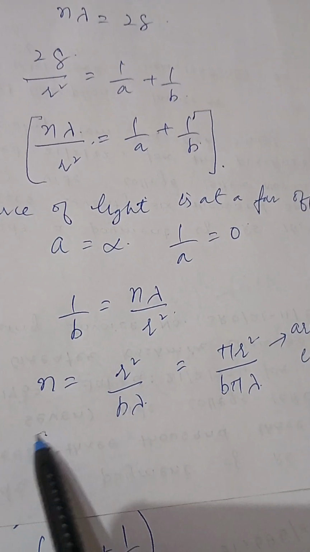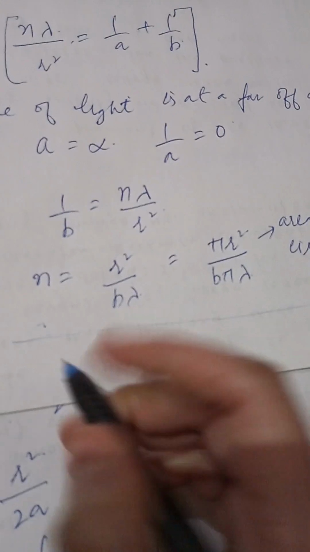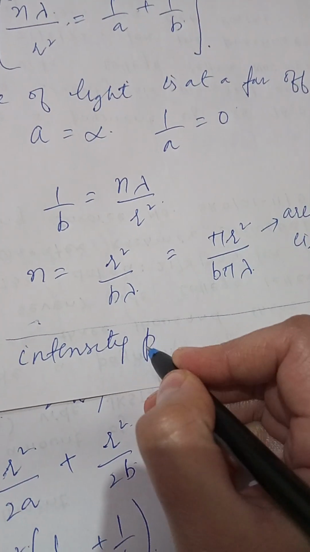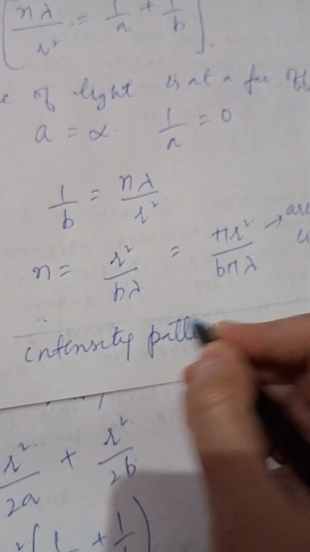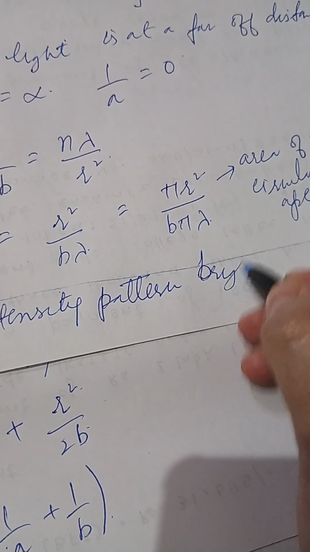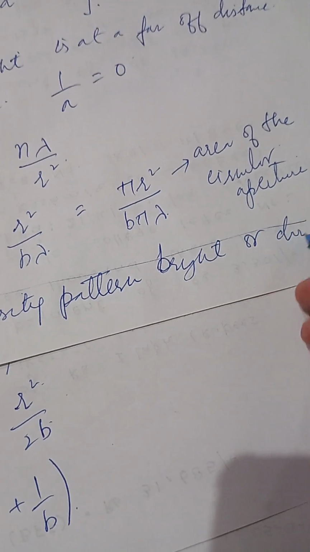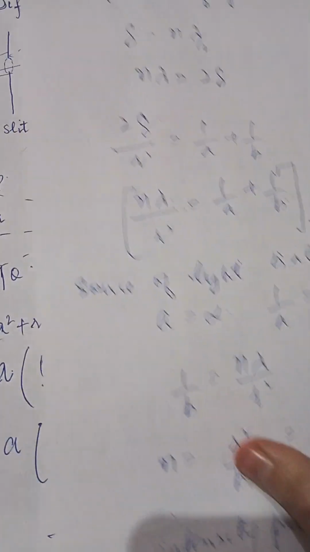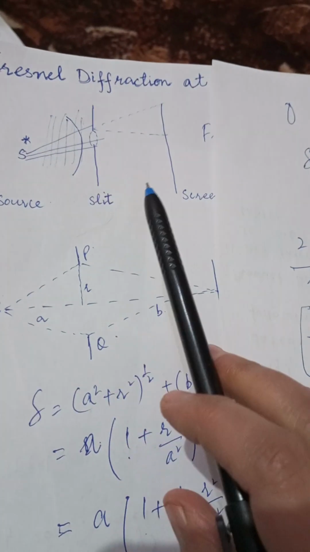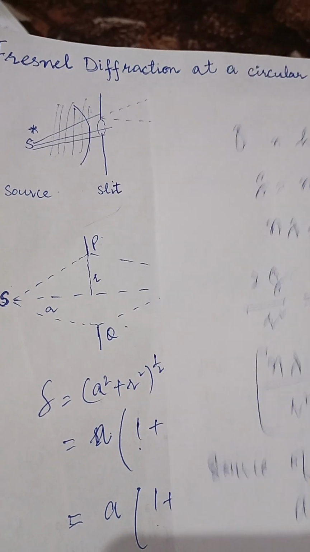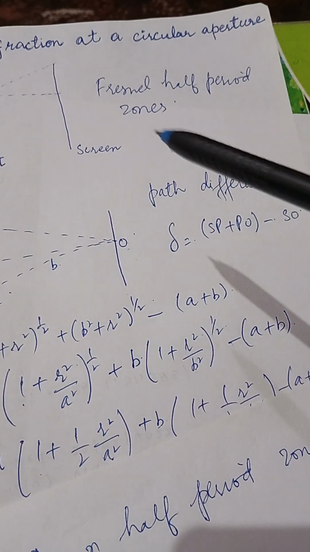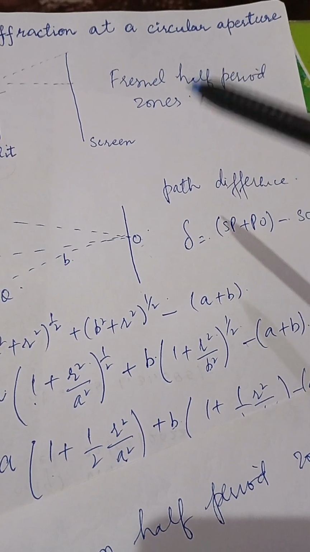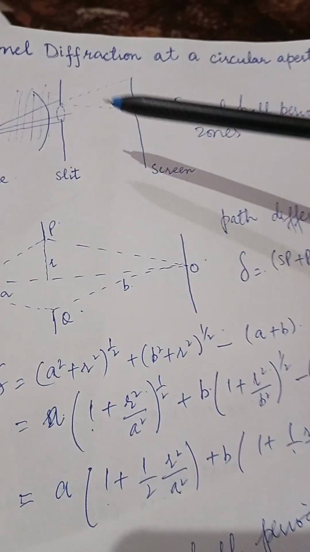So that is all. Now the intensity pattern that you obtain on the screen will be bright or dark. These are the only two possibilities. It depends on whether n is even or odd. It also depends on whether the source is near to the slit or far away from the slit. To understand that, I am telling you once again that you have to go through this video, Fresnel half period zones. There I have mentioned in detail how we find the maxima and minima intensity patterns on the screen.